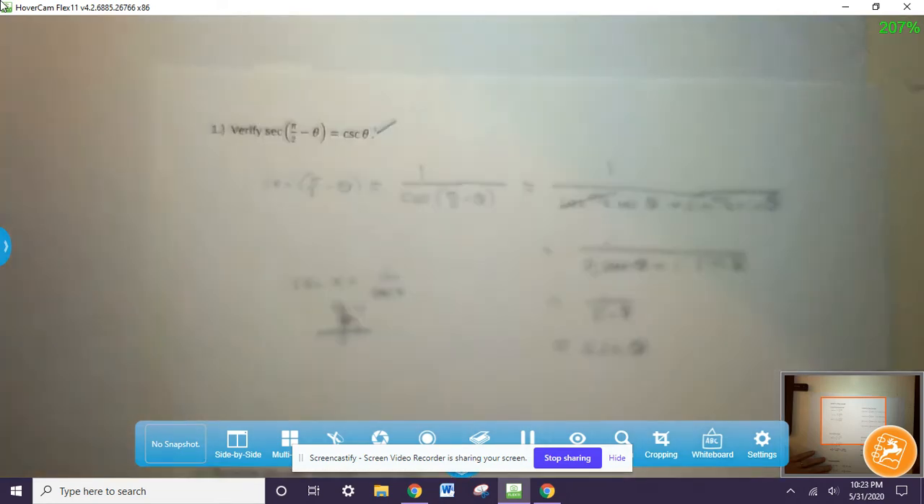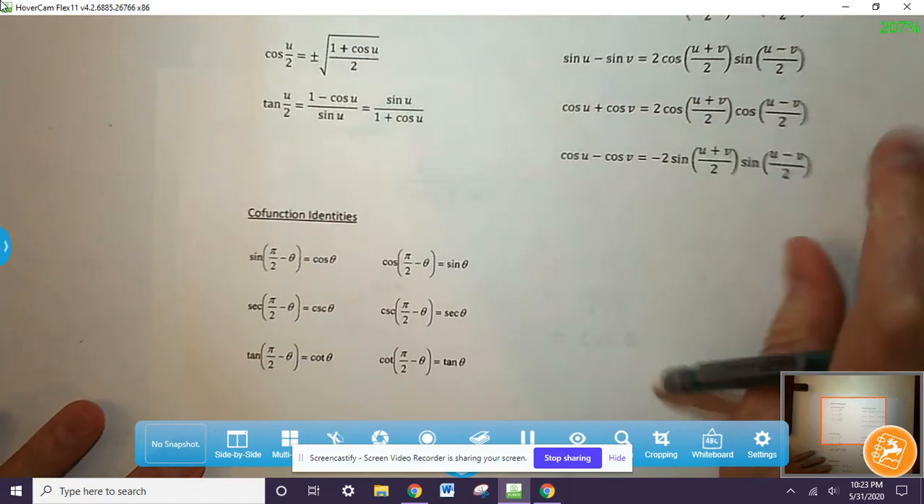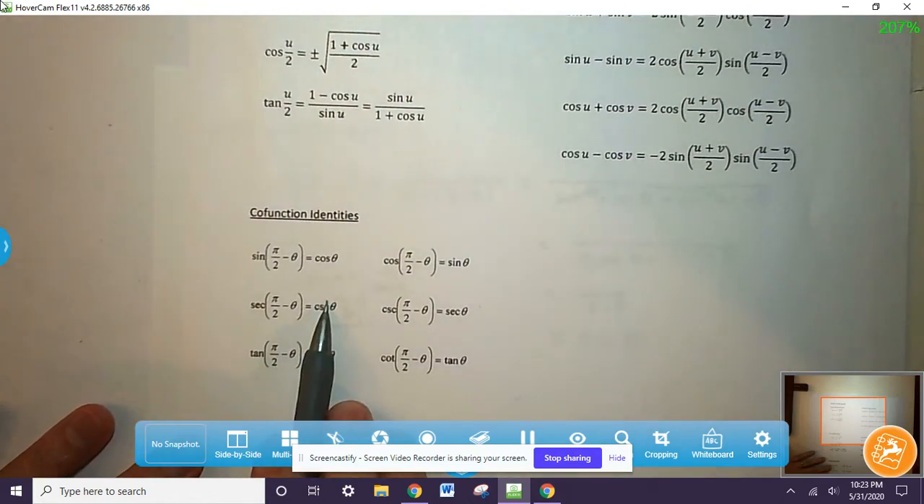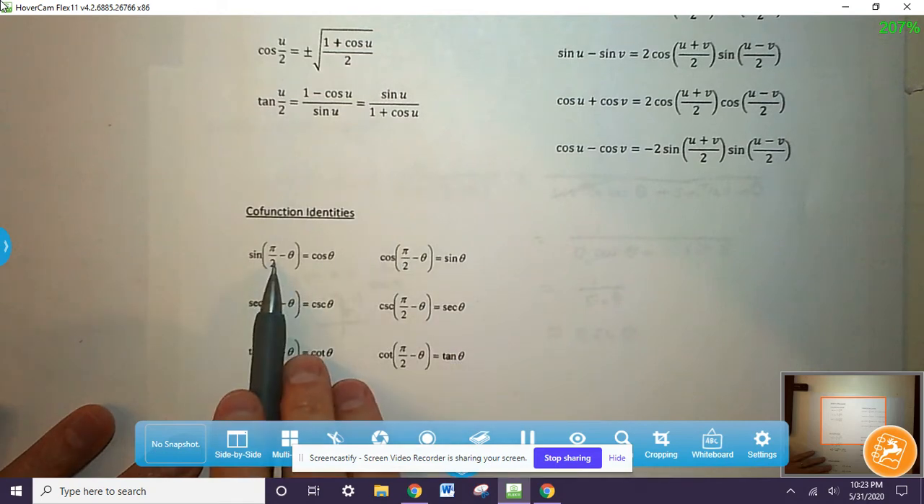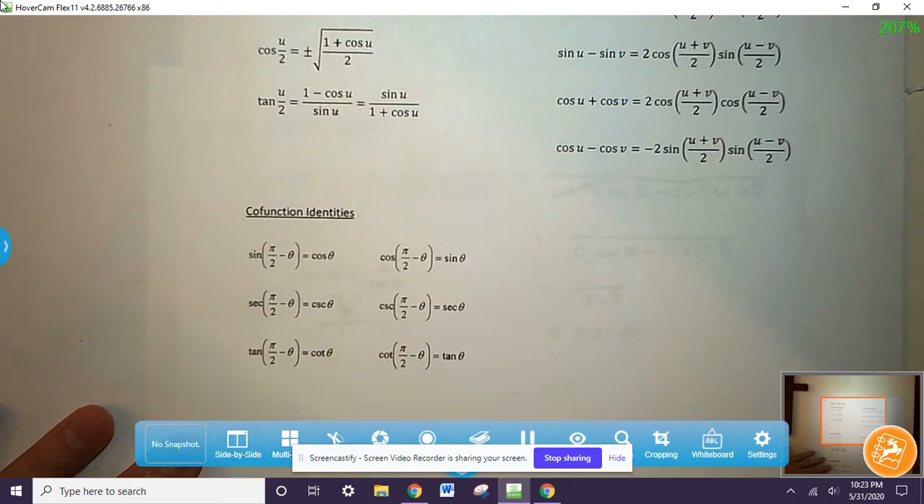And you can quite easily verify any of these cofunction identities using that same idea. So even though they appear in the textbook in section 5.1, I don't bother having students memorize these, because you can so easily derive them once you have your sum and difference formulas.